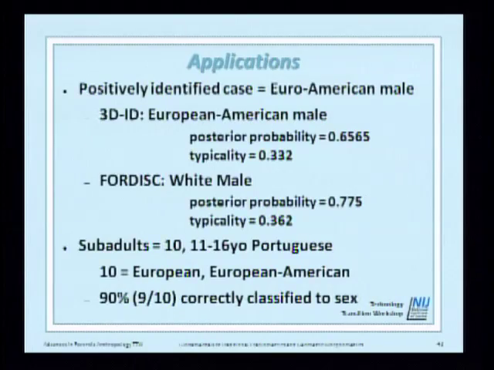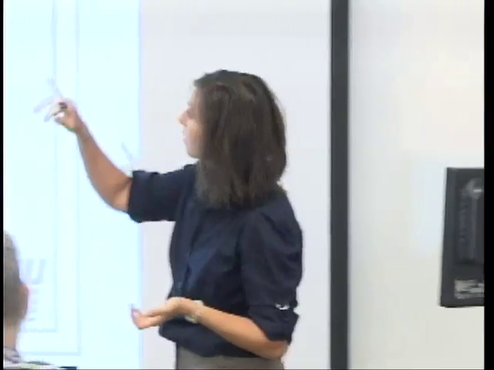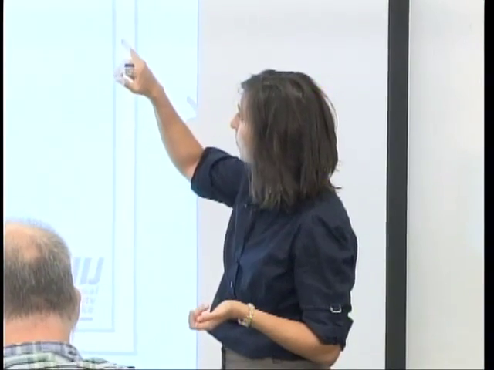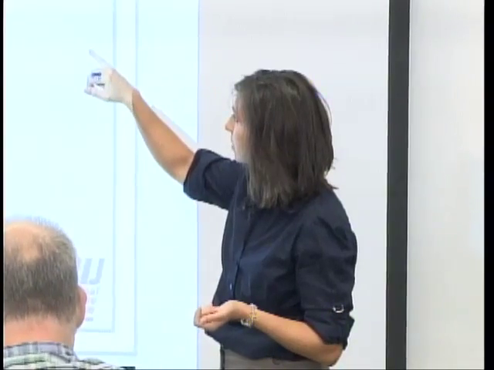All right, some of the applications. I've been testing it on the cases from the medical examiner's office that we get, and we positively identified one case as European American versus European. We have a European group, because as we know, European Americans do not look like Europeans. And it had a posterior probability of 0.65 and a typicality of 3, so that worked pretty well.